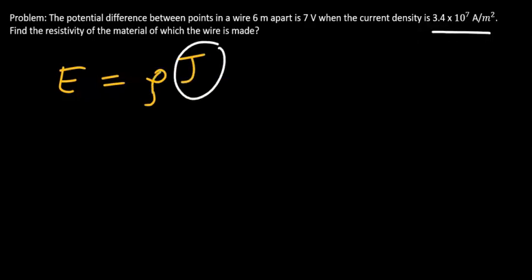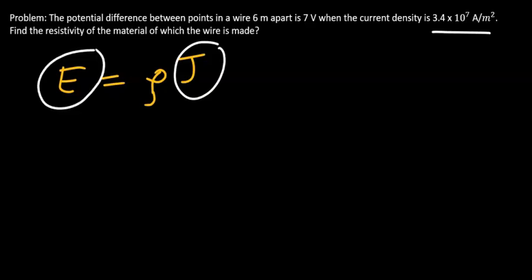Problem 3. The potential difference between points in a wire 6 meters apart is 7 volts. When the current density is 3.4 times 10 to the power 7 ampere per meter squared, find the resistivity of the material of which the wire is made. In order to determine resistivity, we can use the following equation. Electric field equals resistivity times the current density. Current density is provided, and that's that.